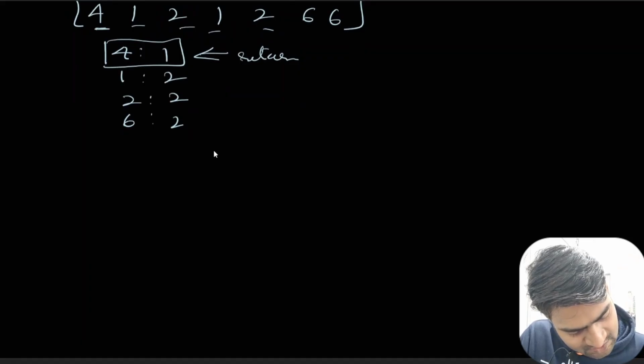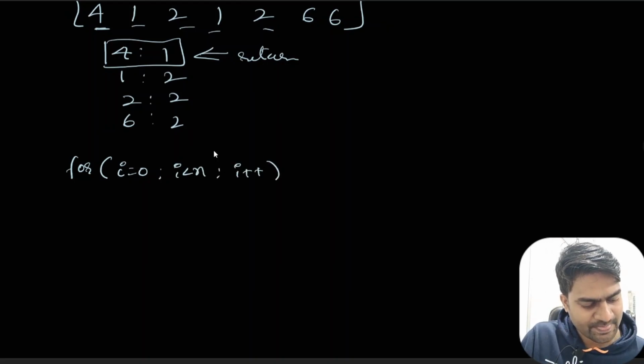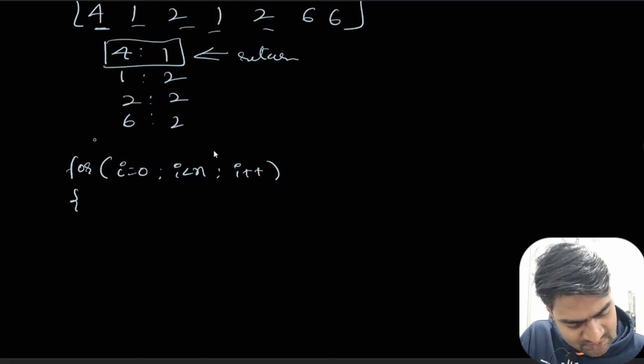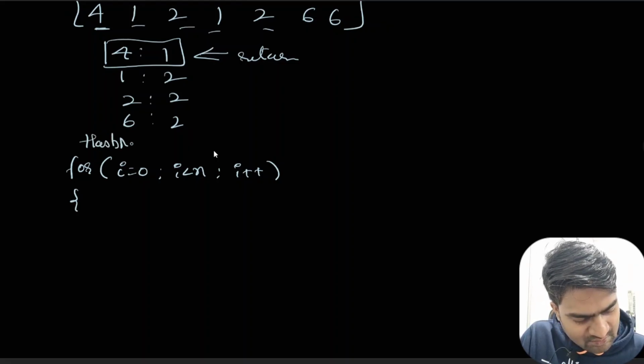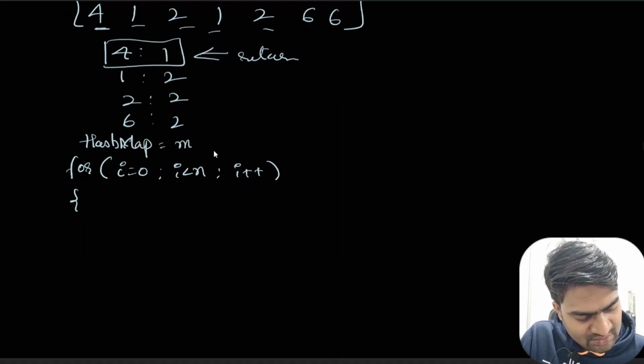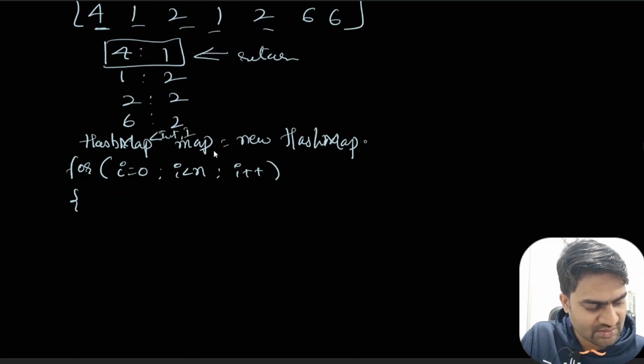So for i equal to 0, i less than n, i plus plus, I will have my hash map. So this is my hash map, or in JavaScript it is simply map. So hash map equal to new hash map. It will take integer comma integer. We will see that in the code. So this is my hash map.